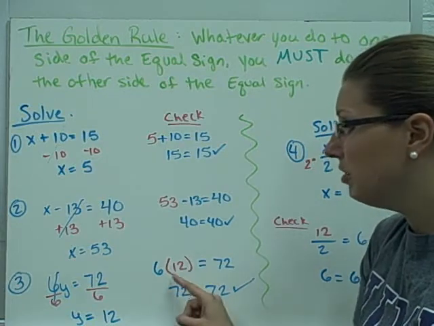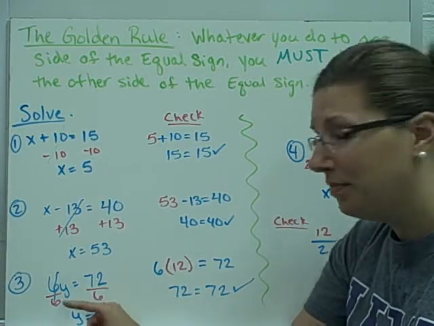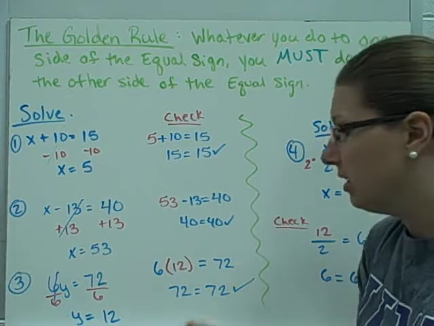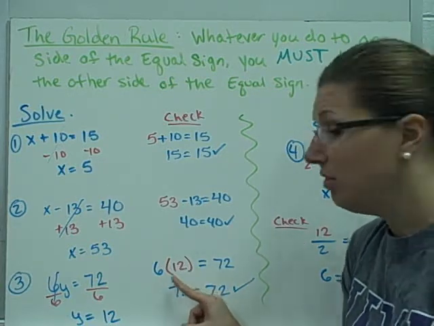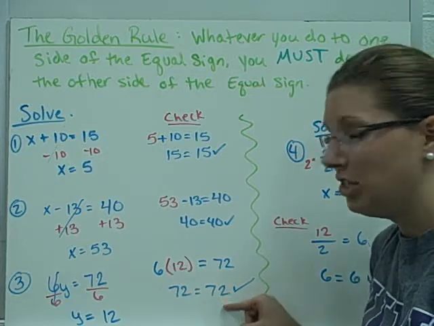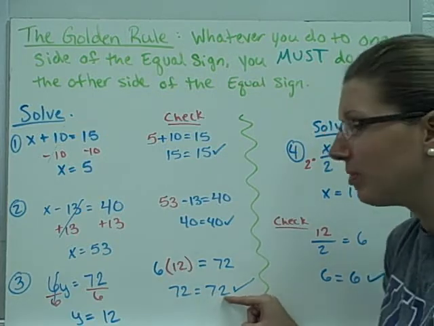I'm going to plug my solution back into the original problem and check to see if that's correct. So I had 6 times y. I said y was 12. So 6 times 12, that is 72, and that's what I needed it to be.